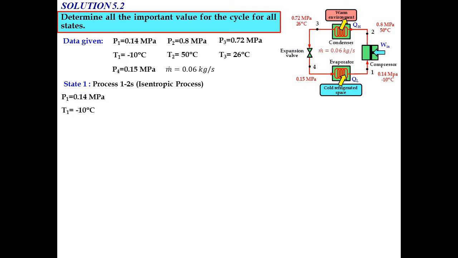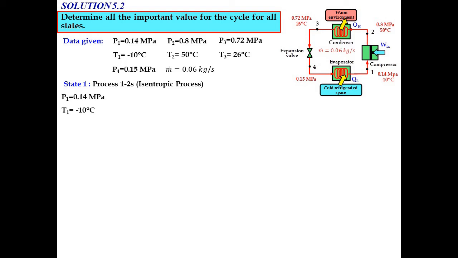As I mentioned before, for the R134A thermodynamic table, you need to have at least 2 pieces of information before you can use the table. Now for state number 1, we already have 2 data. First, P1 equal to 0.14 megapascal.